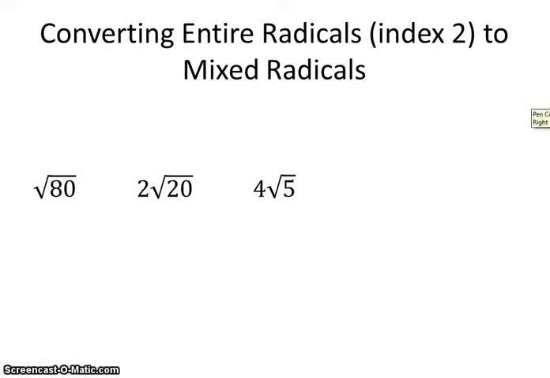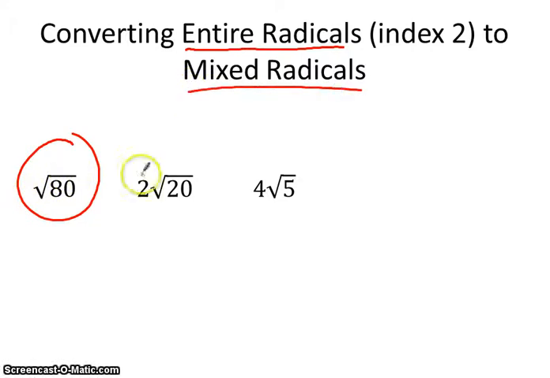The skill we're going to learn today is converting entire radical to mixed radical. So what is an entire radical? This one is an entire radical when all the numbers are inside the radical sign. And a mixed radical has a whole number in front of it. It could be an integer or rational number mixing with a radical. So that's a mixed radical.